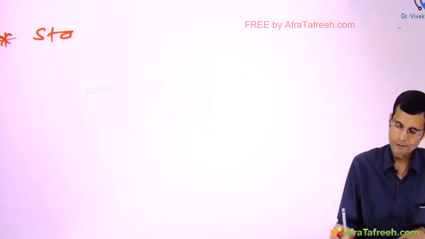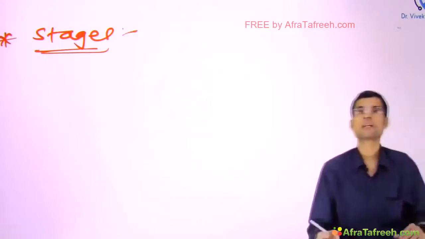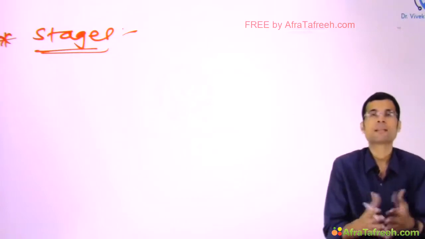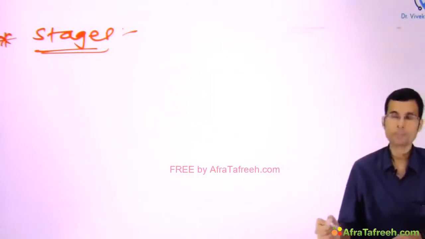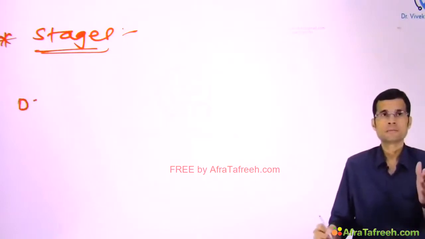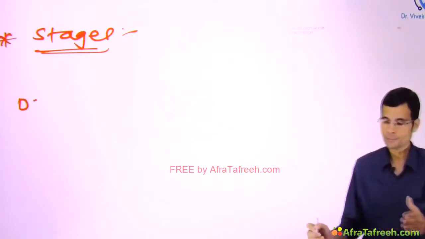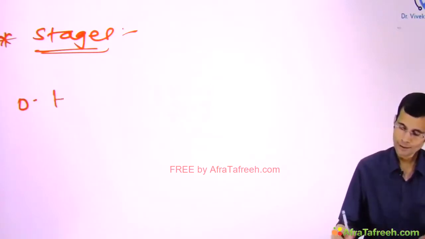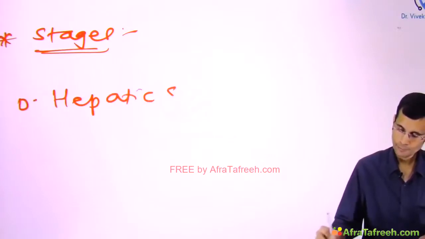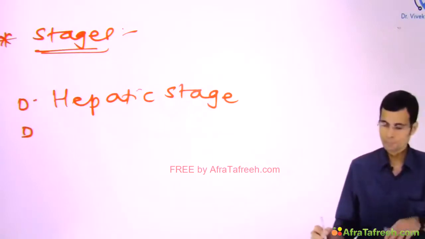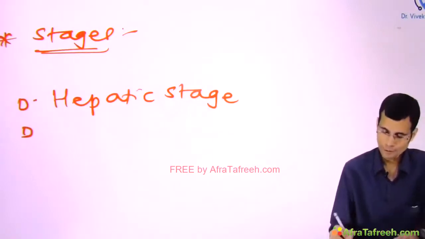There are stages of cell formation: stages of erythropoiesis and stages of hemopoiesis. In the first trimester of pregnancy, the mesoderm of the yolk sac forms the cells. From 3 to 6 months, the liver and spleen form the RBCs and the other cells, so it's called the hepatic stage. And from 6 months onward, the bone marrow starts forming the cells. That's called the myeloid stage.